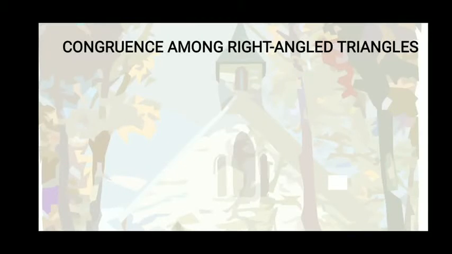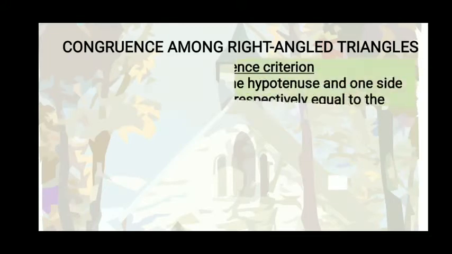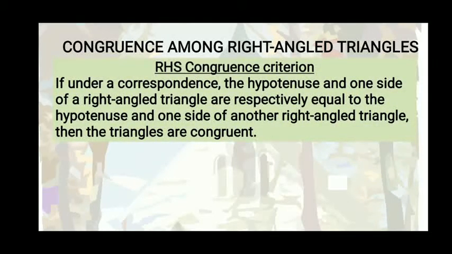Next we are going to study the congruence among right angled triangles. Right angle, as the name suggests, means that one of the angles is 90 degrees, and we have already studied the terms that we could use under a right angle triangle. When we studied the Pythagoras theorem, we came across the word hypotenuse, which is going to be used here again.